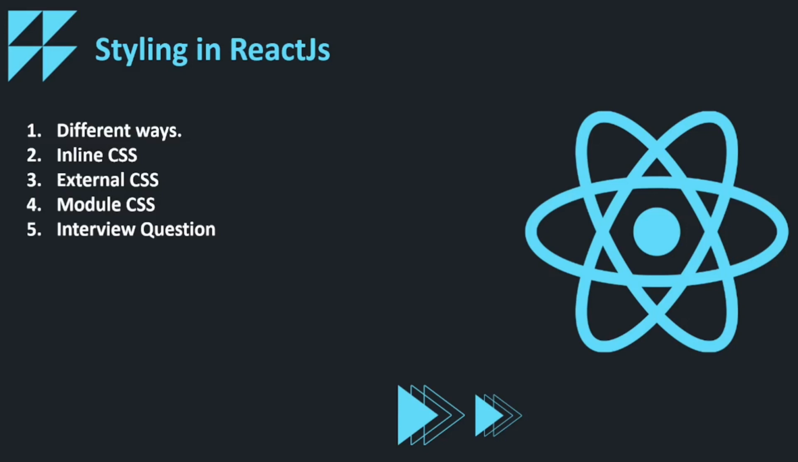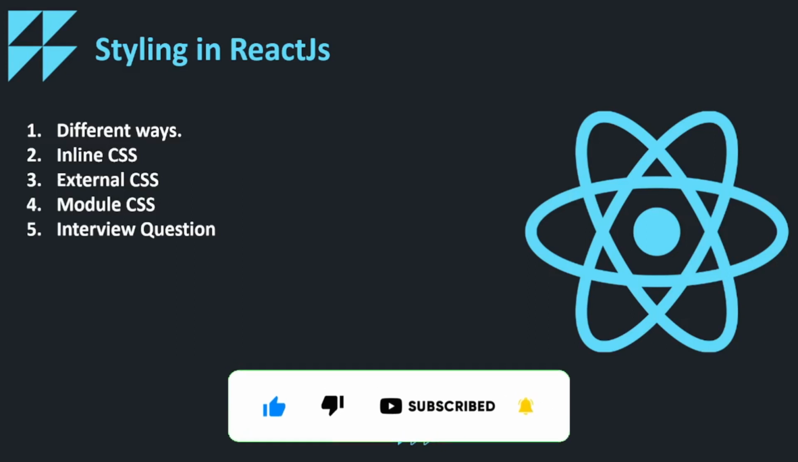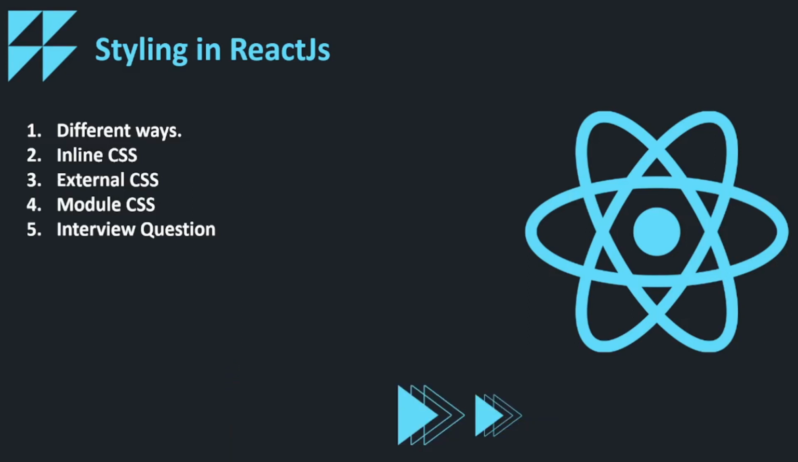So first of all, let's discuss what we are going to see in this video and then we will move forward. First of all, there are different ways of styling in React.js using CSS. We are going to see all those ways. Those ways include inline CSS, external CSS and module CSS in React.js. Now, don't get confused. These methods we also have in normal HTML to incorporate the CSS in HTML. But here in React, the procedure is quite different. So it is important for you to know this also.